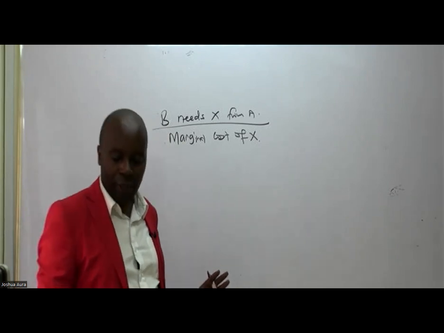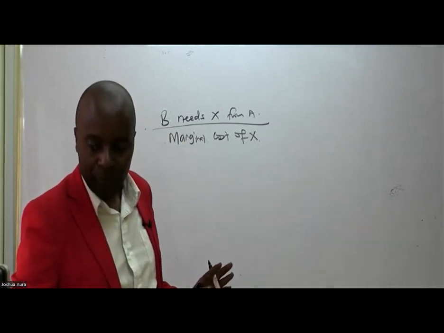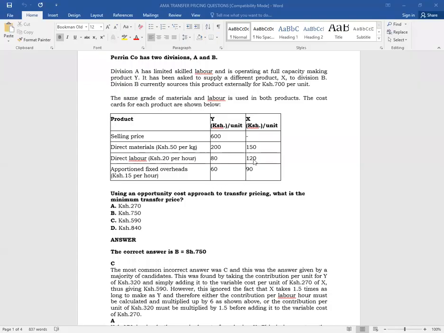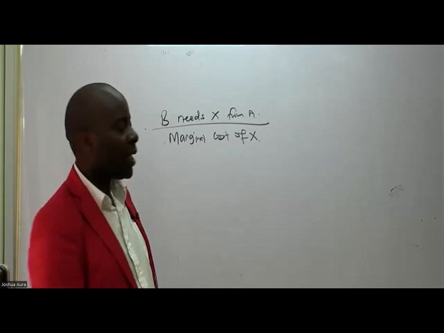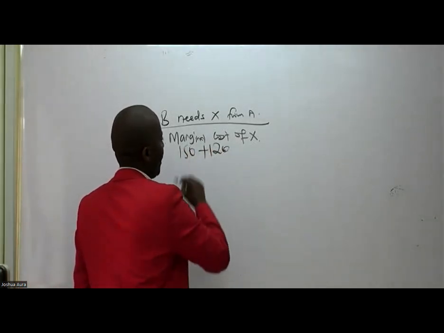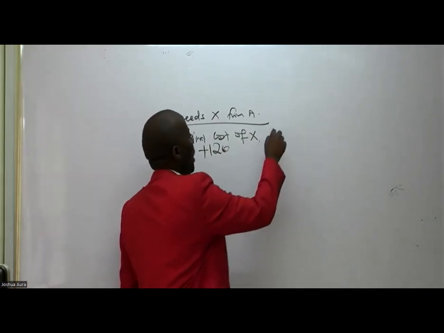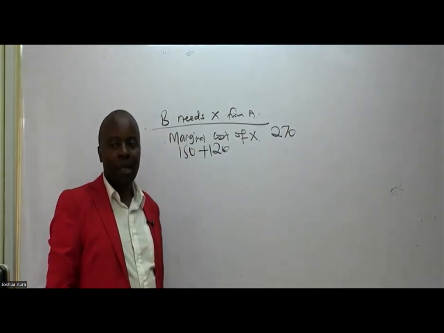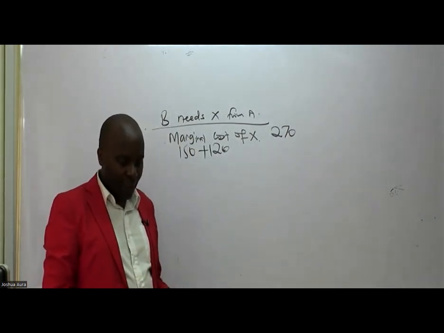So, marginal cost of X, do we have this? You can see we have direct materials and direct labor here. Please don't bring fixed overheads. So direct labor and direct material, we have 150 plus 120, which gives me 270.